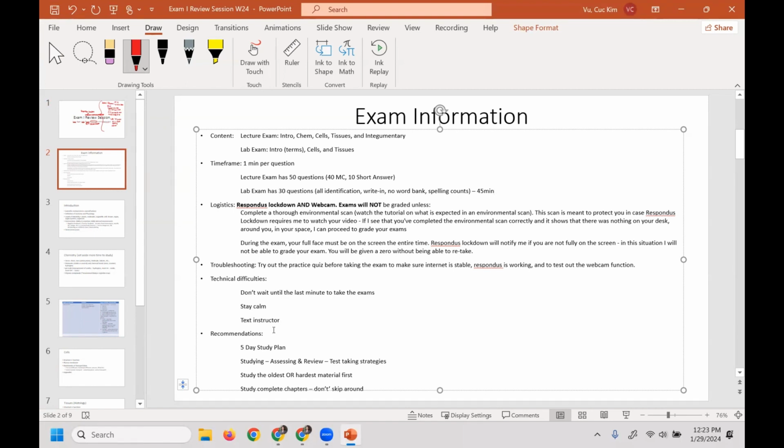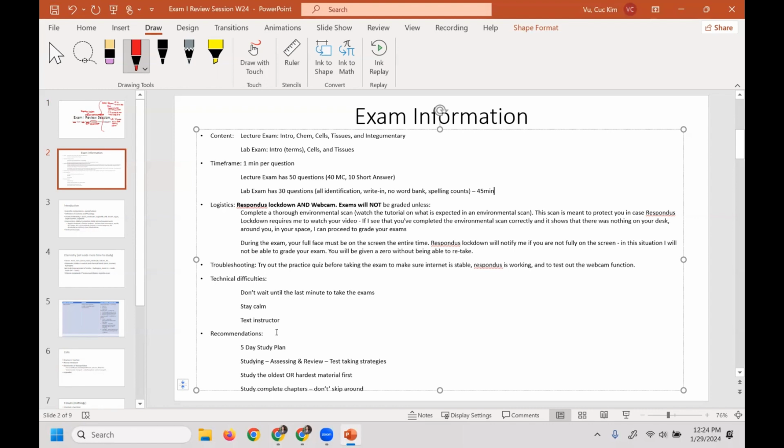Then in terms of recommendations, in the announcements page, there should be links to what's called a 5-day study plan. Don't wait until the last few days to cram everything in. It does not work for this class. The reason is that there's just so much content in this class that it's best to spread it out. It helps unburden the load when you categorize each chapter into its own day.